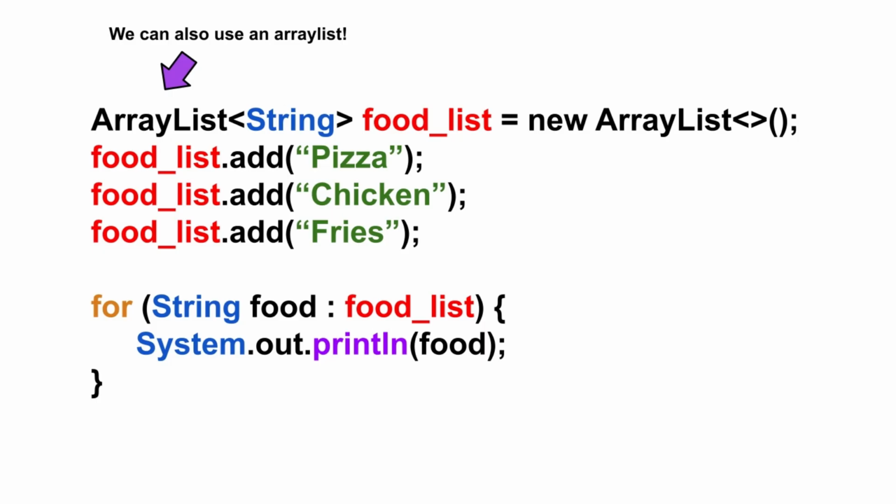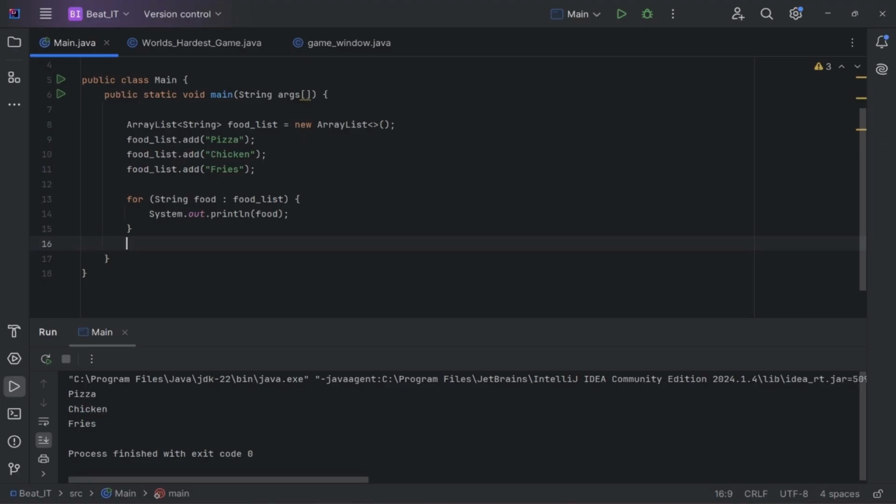We can even use the for each loop for an array list. Here, we have an array list with a variable of food_list. Then we added our food items using the add function. And finally, we are using our enhanced for loop. If we run this, it will work the same way as before.